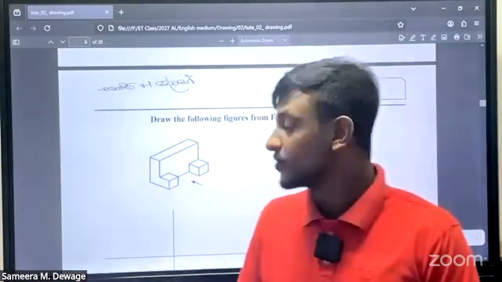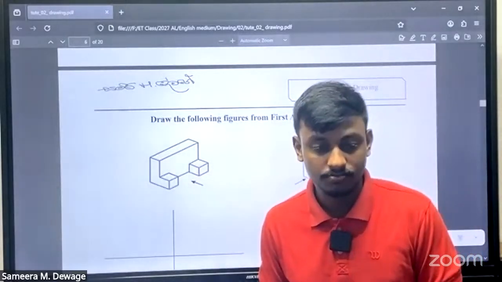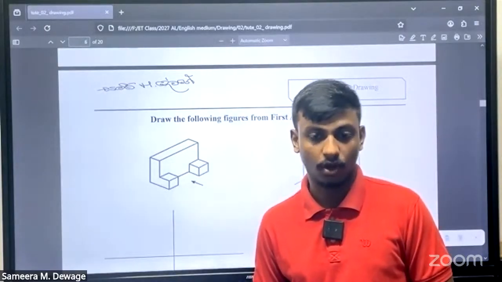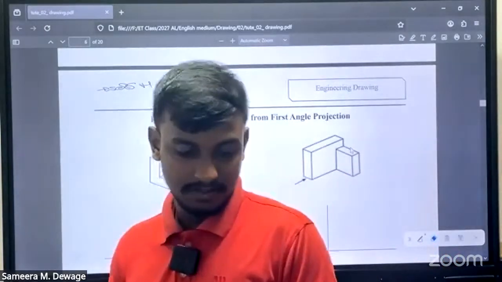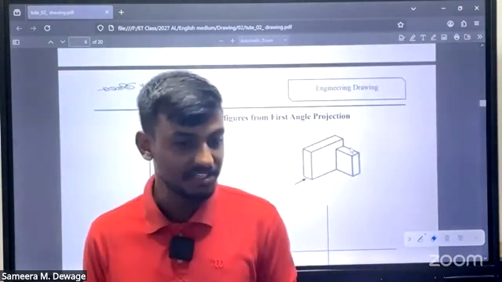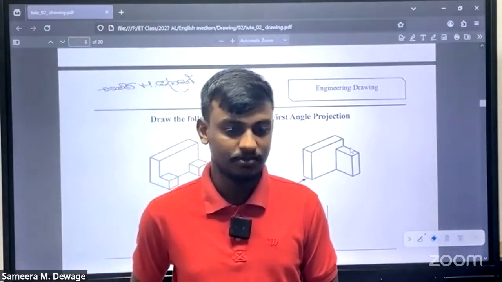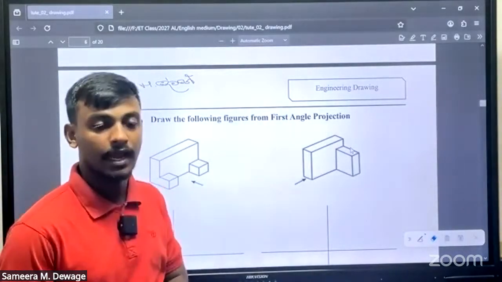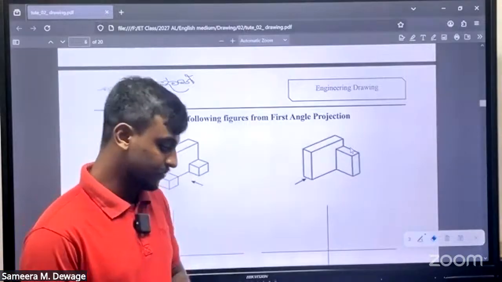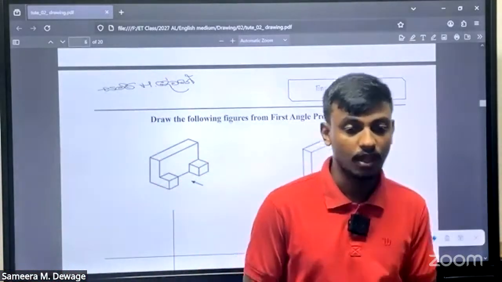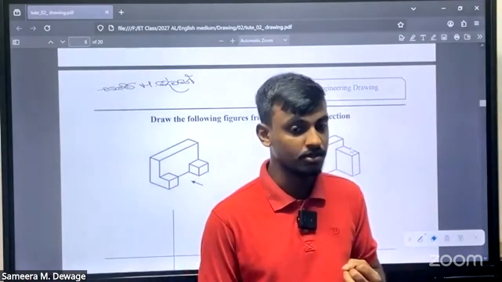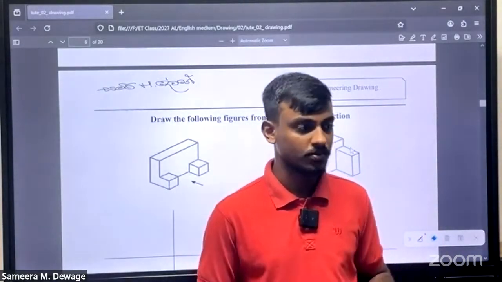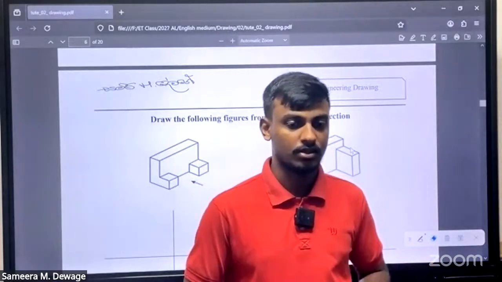Okay, all clear. Then shall we wind up the session? Please do this part as the homework. Next week I will discuss third angle projection and the dimension part also.